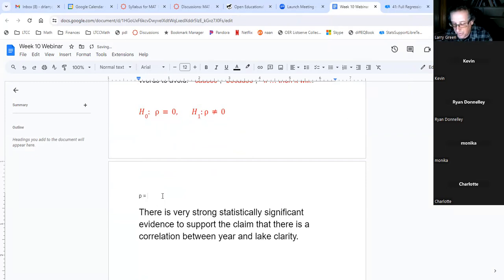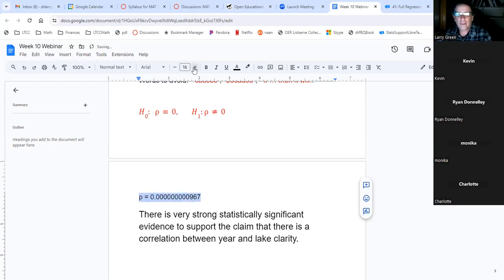Will be equal to 0.1, 2, 3, 4, 5, 6, 7, 8, 9, and then 967. Okay, any questions on that? Very, very close to 0.